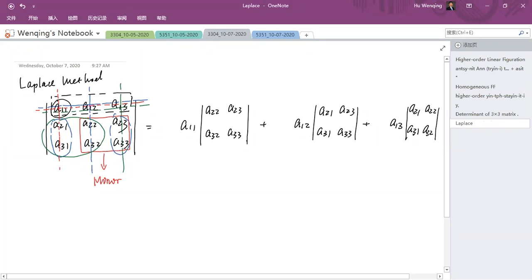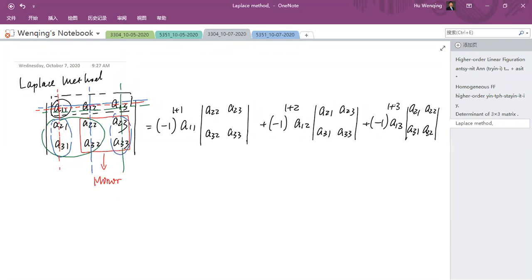However, this is not a direct expansion. The point here is that we have to multiply signs. So there are sign issues, -1 to a certain power. I claim that this is -1 to the power of 1 plus 1, -1 to the power of 1 plus 2, and -1 to the power of 1 plus 3. So there have to be certain signs related to each of these expansions.